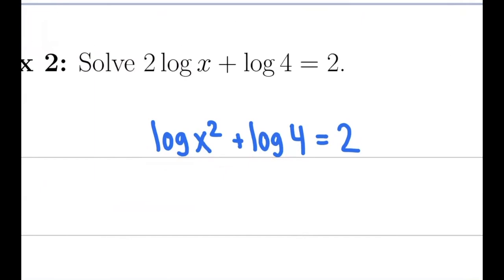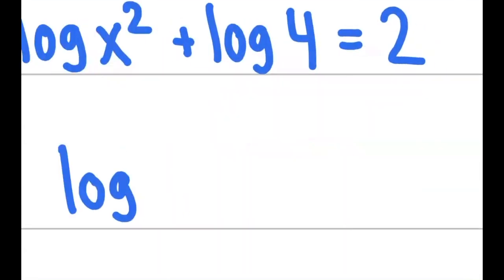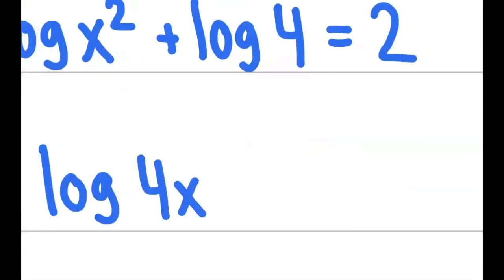The breakup property. The reconciliation property. Yes, there we go. We're going to use the product property. Because the sum of the logarithms equals the logarithm of a product. So this equals log of 4x squared, and that equals 2.